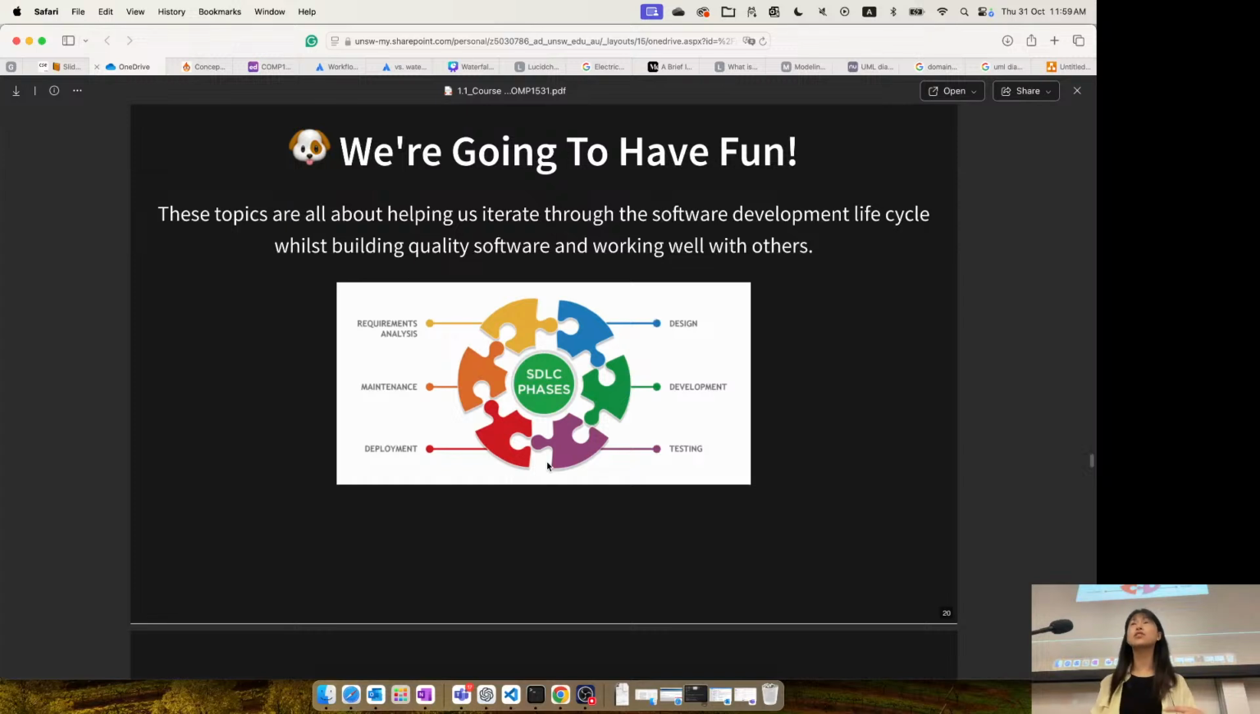For testing, there's a new course focusing on testing as well. It's a level 3 course, so I can't remember the course code, but there's a dedicated course on testing. For deployment, there's a course on DevOps, which you may have learned about in the deployment lecture. It's the third year level 3 software engineering workshop, and maintenance is also covered in that workshop as well.